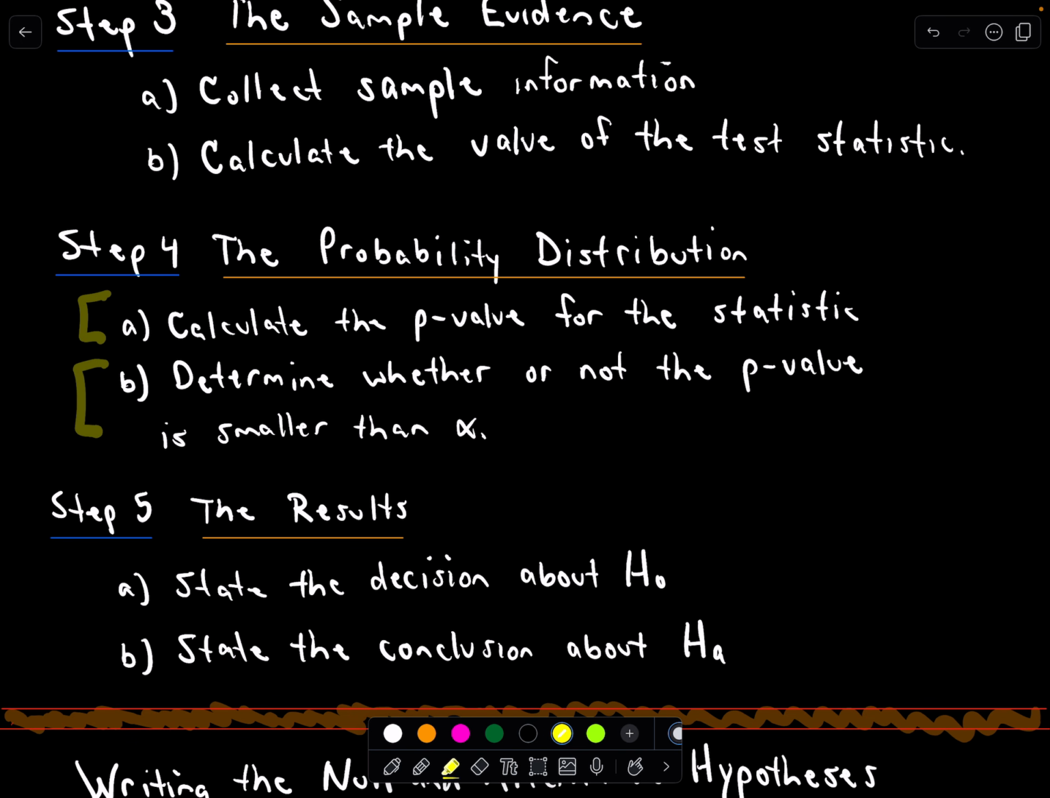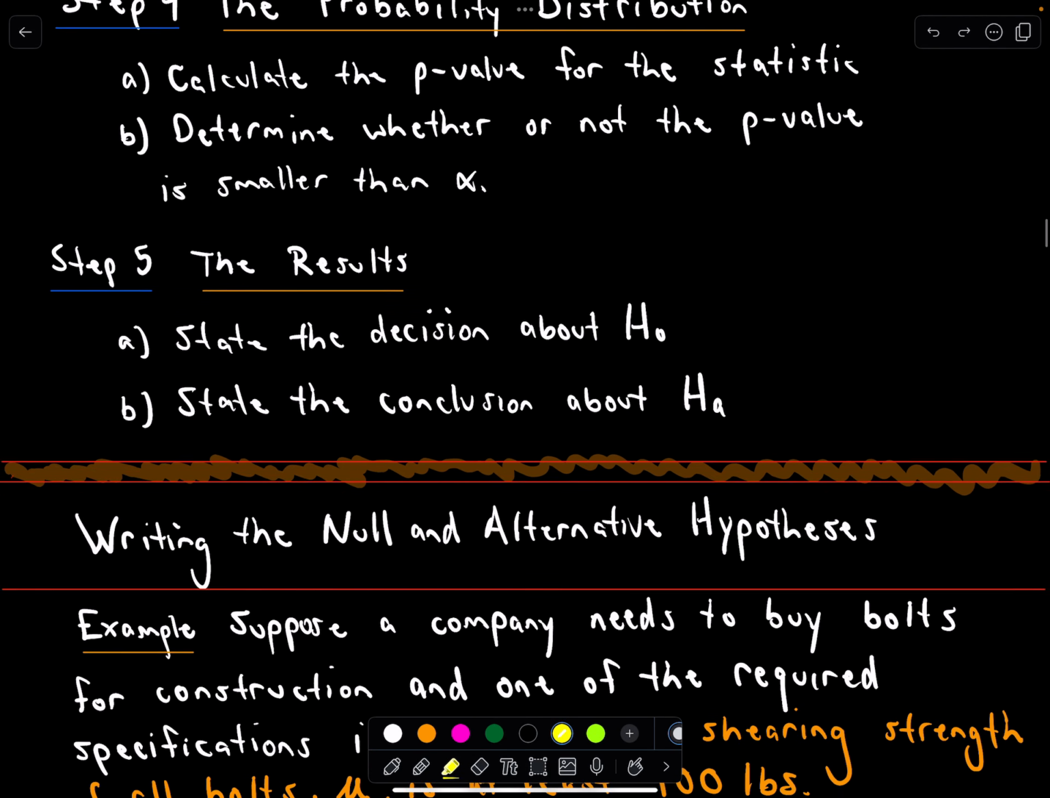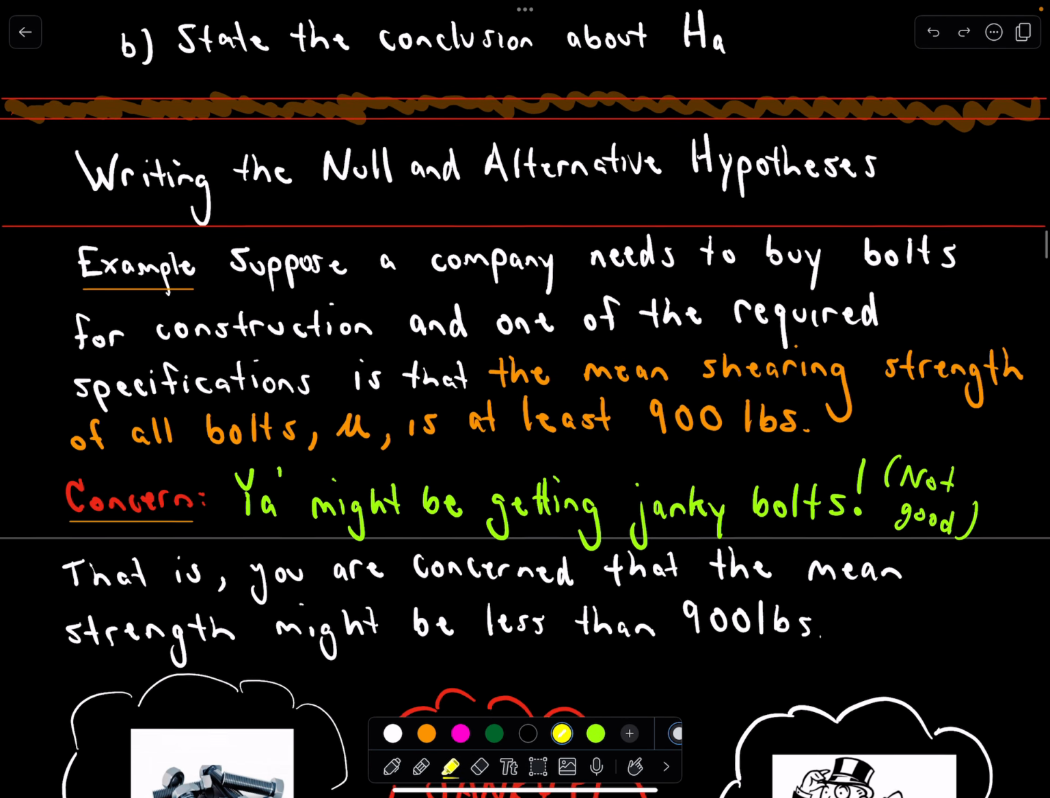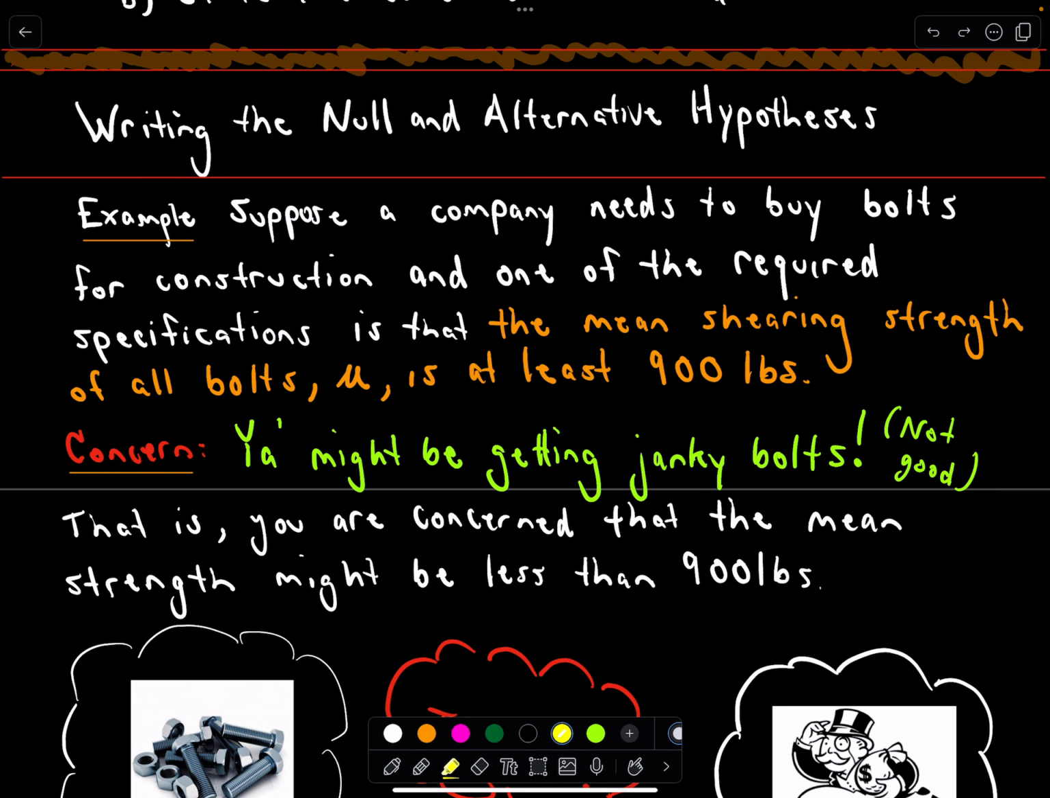And then we're going to just simply ask ourselves whether or not that p-value is smaller than our level of significance, alpha. And based on that, we'll have some results. So, okay, let's do this, Patrick. Well, let's talk about writing this null and alternative hypotheses first, because that's where we're going to start.